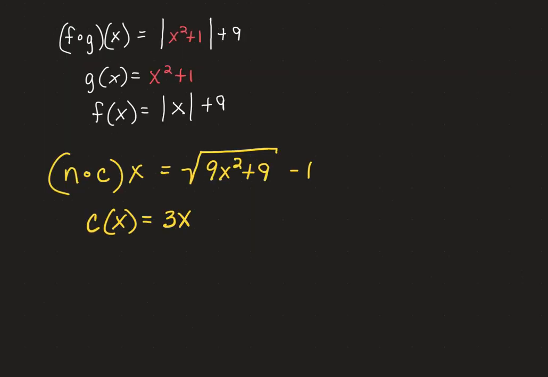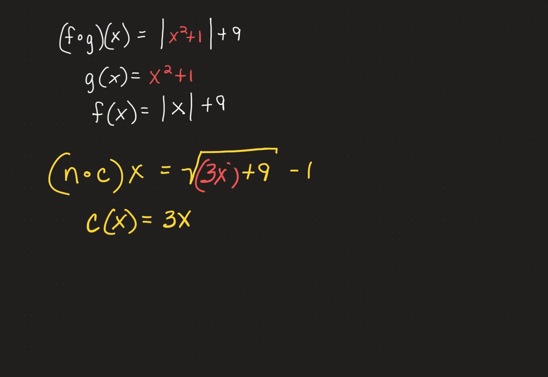So here's one that's a little bit trickier. The function n of c of x equals the square root of 9x squared plus 9, and then subtract 1 from the radical. And our function c of x equals 3x. Where is 3x in this? I don't see 3x. I do see an x squared here. And I see 9, which is the square of 3. So what if I rewrote what's under the radical here instead of 9x squared? What if I rewrote it as 3x squared? But the squared isn't part of my c of x.